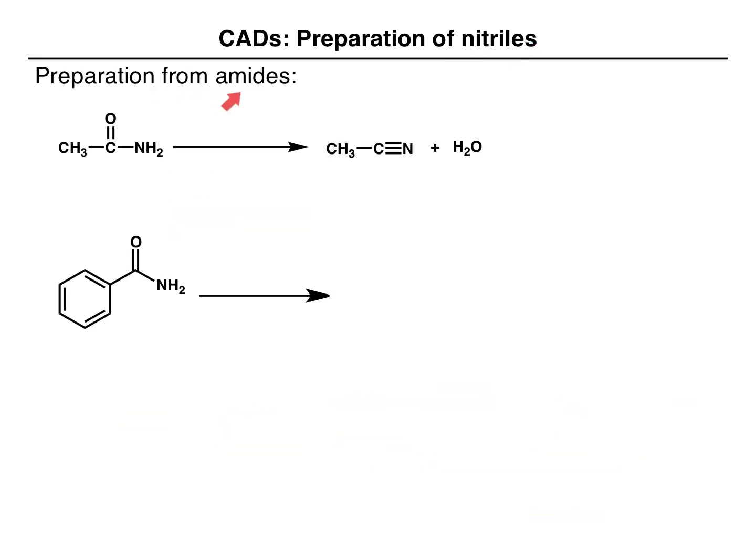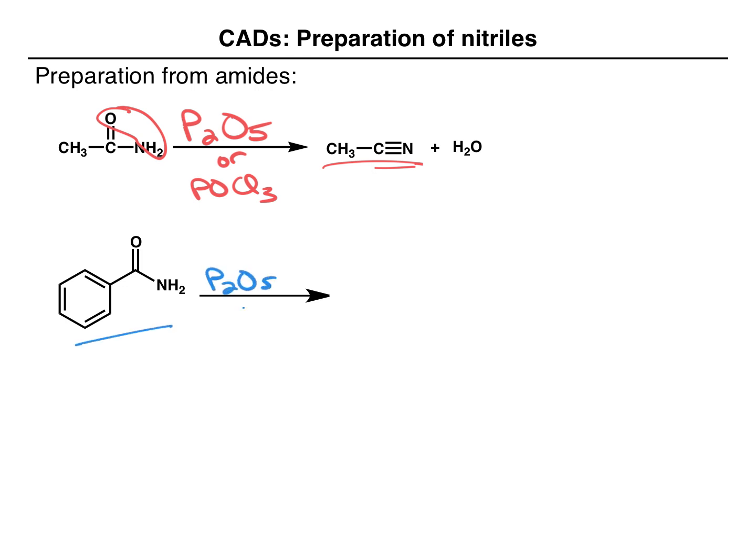Nitriles can also be prepared from amides by dehydration. An amide, for example, can be treated with P2O5, phosphorus pentoxide, or POCl3, phosphorus oxychloride, and this will carry out a dehydration with the loss of water, leading to the formation of a nitrile. As another example, benzamide can be treated with phosphorus pentoxide or phosphorus oxychloride, resulting in the formation of benzonitrile plus water.